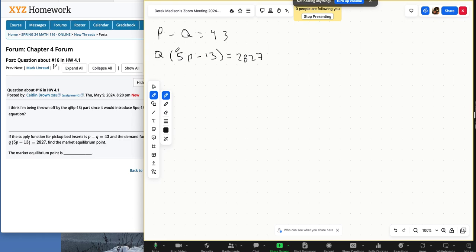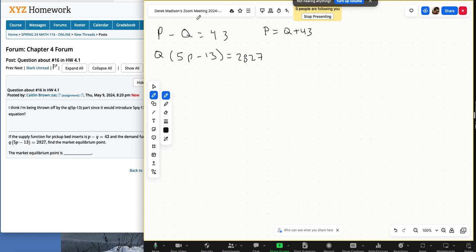If I tried to isolate that Q, for instance, I would have this 2827 over 5P minus 13, and now I have like an awful fraction. So that, again, not appealing. So I would come up here and I'd either isolate P or Q up here, and I could do either. If I isolate P, that looks a little easier. I add that Q over, and I would have Q plus 43.